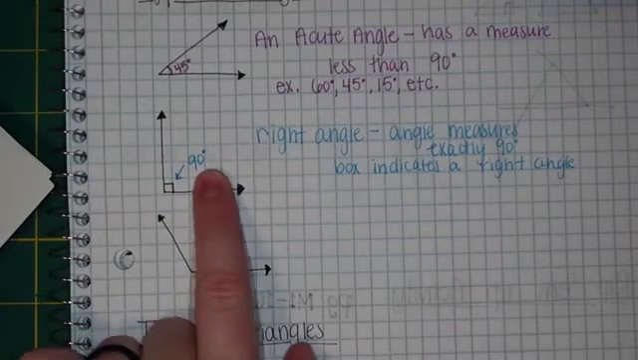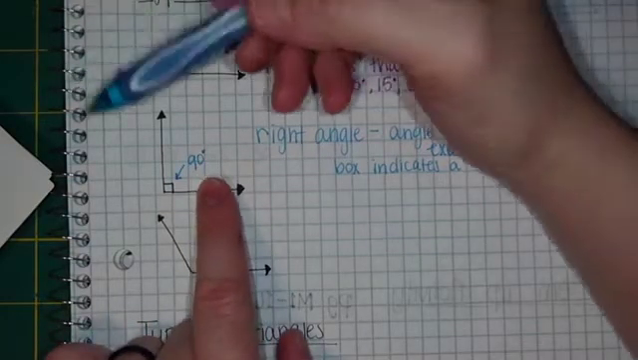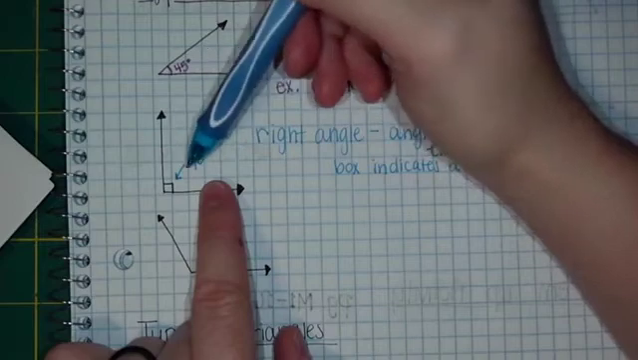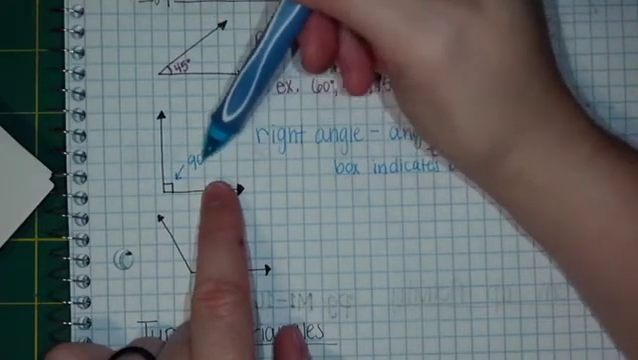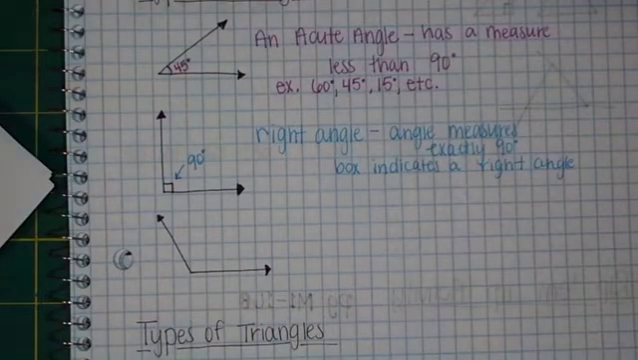So I don't know if you guys have heard me say this before, but math people are lazy and they don't like having to write as much. So they will put this little box so that they don't have to write the 90 degrees.